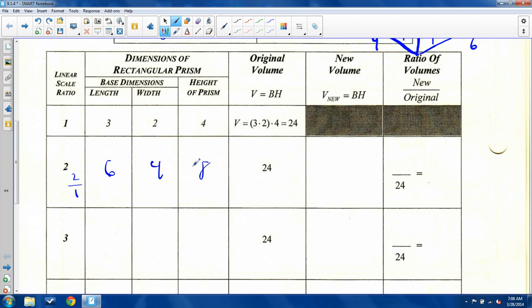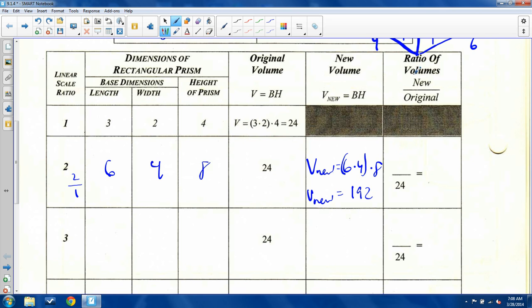The new volume is the area of the base, 6 times 4, times the height, which is 8. So your new volume is 24 times 8, and I'm going to have to whip out the calculator in a second for later ones, but 24 times 8 is, I already need the calculator, 20 times 8, 192. By the way, these are cubic units.